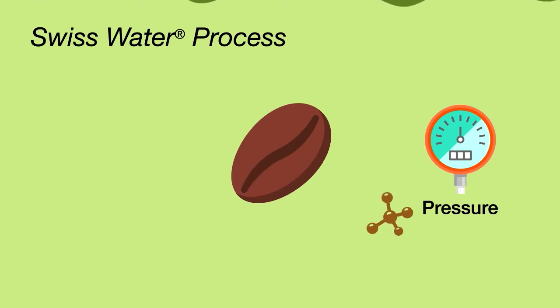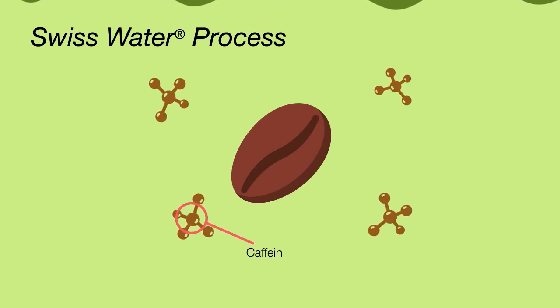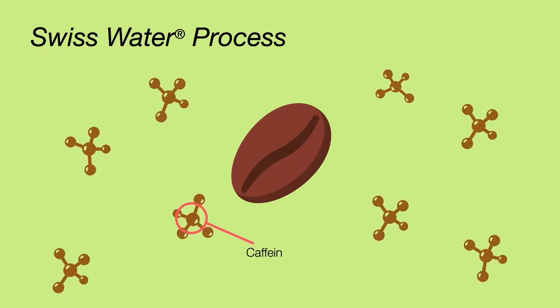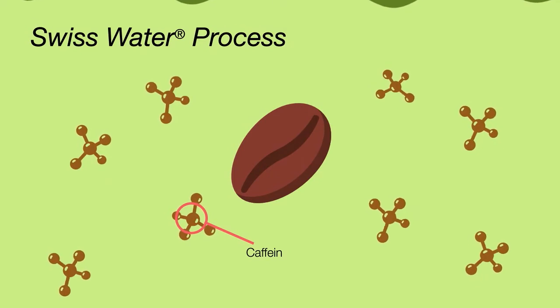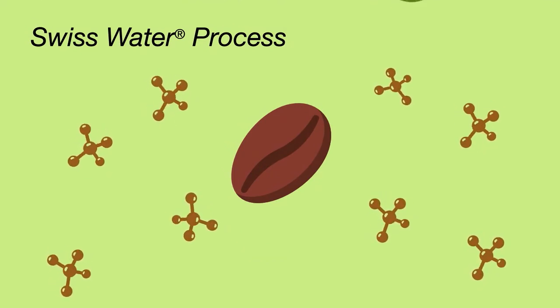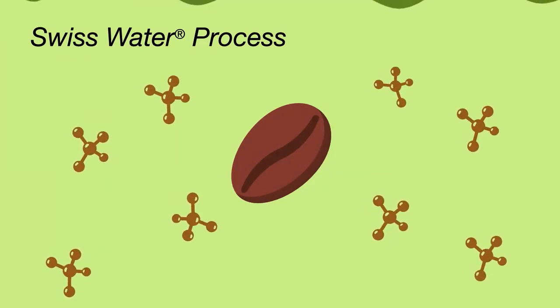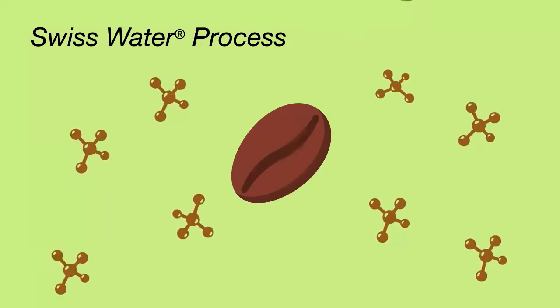This gradient pressure causes the caffeine molecules to migrate from the green coffee into the GCE. Because GCE is saturated with the other water-soluble components of green coffee, only the caffeine molecules migrate to the GCE. The other water-soluble coffee elements are retained in the green coffee. This is what makes the GCE caffeine selective and specific.